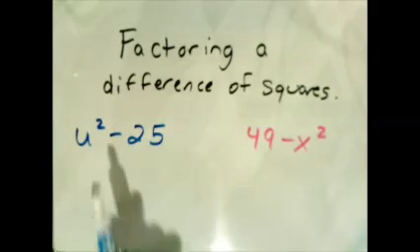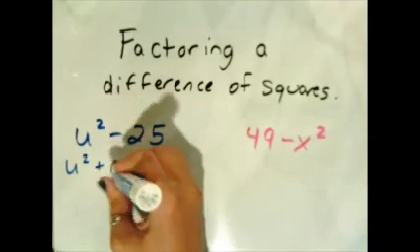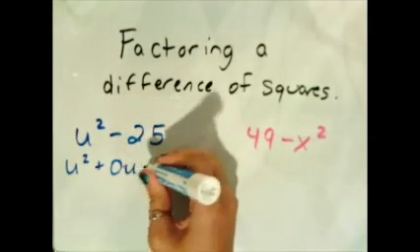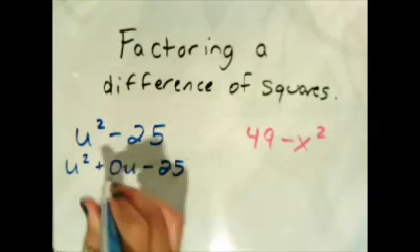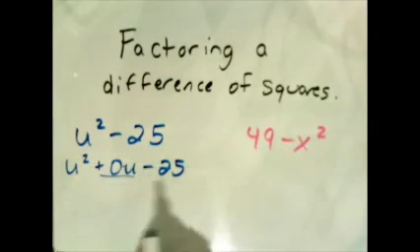Now, at first it looks a little different, or I guess it makes them easier to recognize. They don't have a middle term, and so if we're really thinking about it, how is this the same as the ones we've been doing? It's like your middle term is 0. It's u squared plus no u's minus 25.